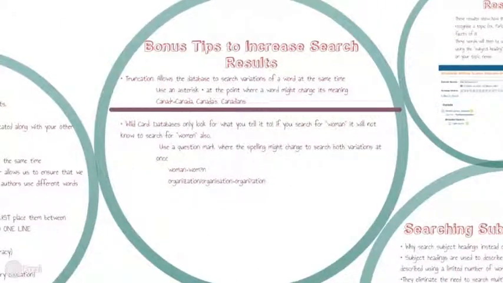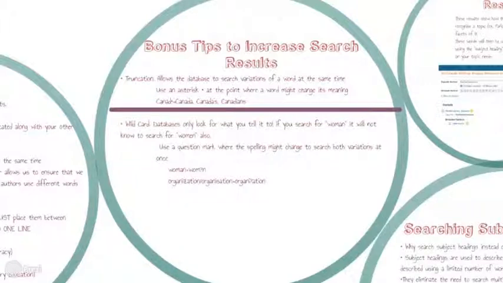So here are some extra tips to increase our search results or control our search results. So first of all, we have truncation, which is one of my favorites. So this allows the database to search for variations of a word at the same time. So we use an asterisk at the point where a word might change its meaning. So I've used the example of Canada. So by truncating CANAD with the asterisk, the database will know to search for Canada, Canada's, Canadian, and Canadians. Like I said, we need to be as clear as possible because the database may not know to search for Canadian if you only search for Canada.